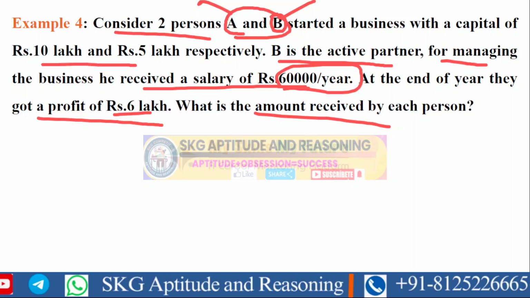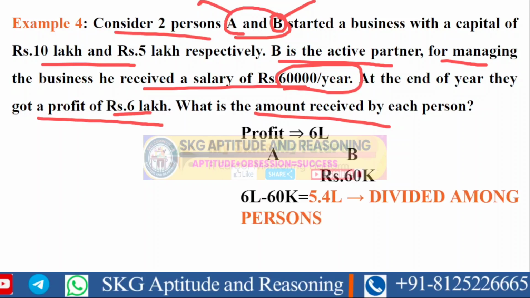First, we need to subtract the salary of B from the total profit. Here A and B are getting a total profit of 6 lakhs. B is getting an amount of 60,000 for managing the business as he is an active partner. So if we subtract 60,000 from 6 lakhs, we'll get 5.4 lakhs.